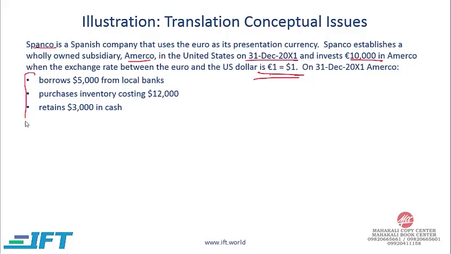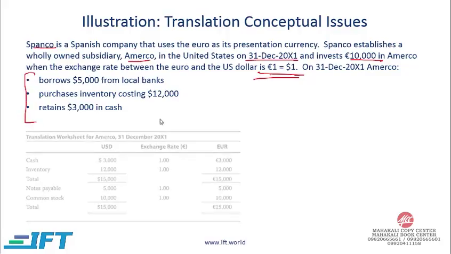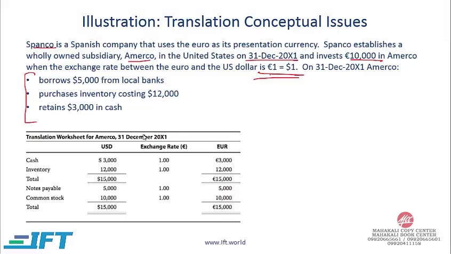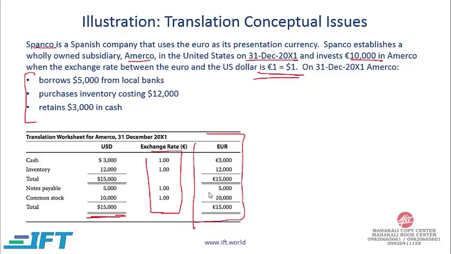This is what the American subsidiary then does. So when the American subsidiary starts, the balance sheet in US dollar terms looks like this. It is a very simple balance sheet. And the translation process is also straightforward because we have 1 euro to $1. So in the translated euro terms, the balance sheet looks exactly the same.